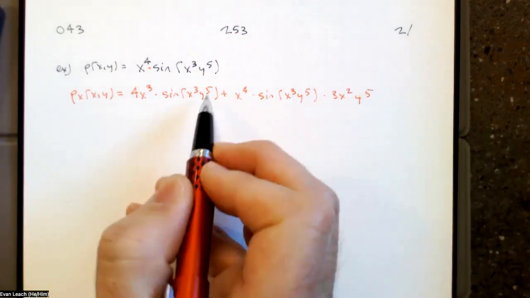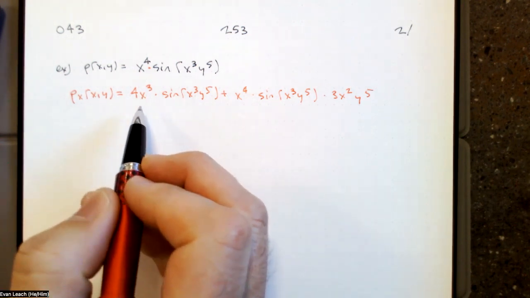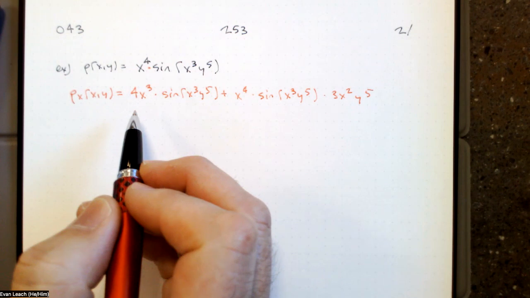Did we have to use the chain rule on this first term? We did. We always use the chain rule. It's just that the derivative of the inside was 1, so we didn't write it. That was a trick question. That's a dirty trick on my part.